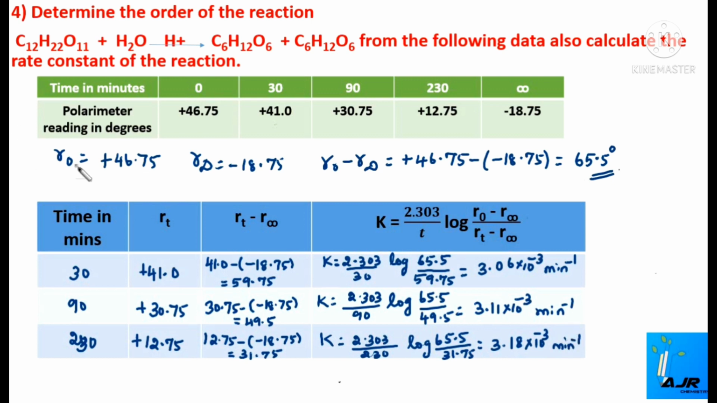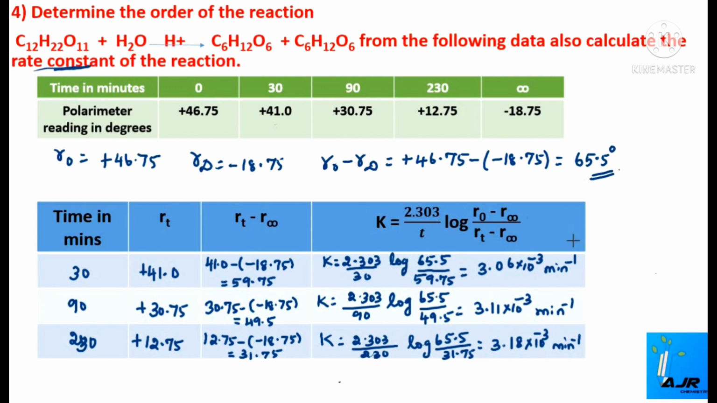Okay, students, we have found all the k values for the different time intervals. Check the values now. The first value is 3.06, the second is 3.11, the third is 3.18. They only differ slightly; almost all three values are similar. Since all the rate constants are similar, we can conclude that this reaction is a first order reaction.